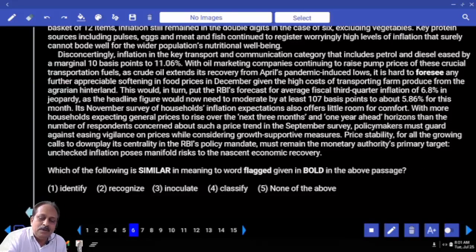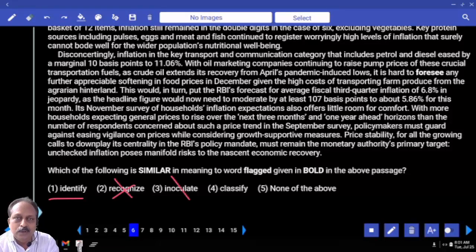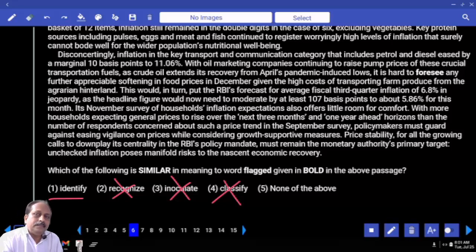Which of the following is similar in meaning to the word flagged given in bold in the above passage? One of the meanings: to tell that something is important or has to be considered at a later stage or in future. But underline the first option, identify. It's a general term, not specific. Hold that one. Recognize, no. Inoculate goes with vaccines, not relevant here. Classify, not relevant here. If at all you have to consider, the answer should be identify. But it's a general term. Have you got it? What does the key say? I think the key says the fifth option, none of the above.